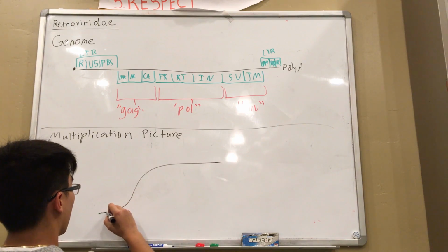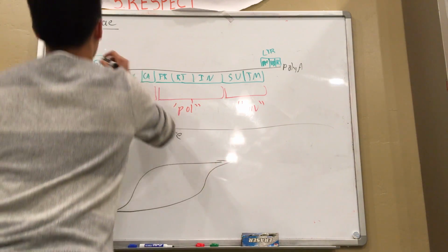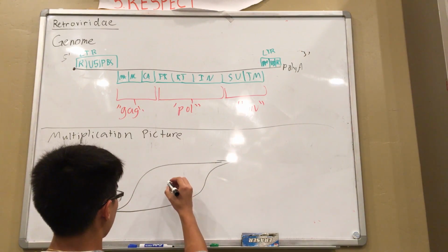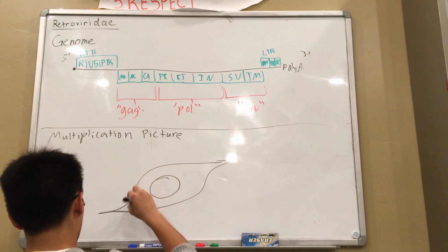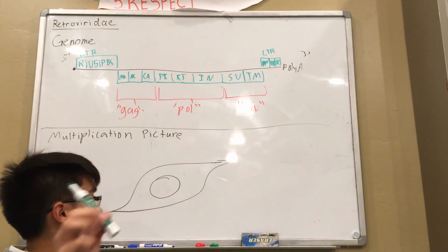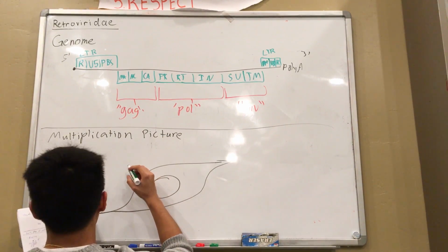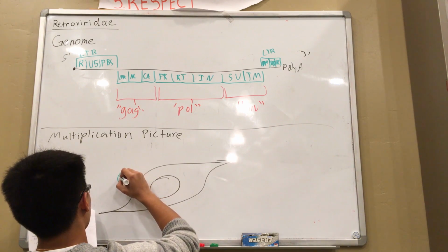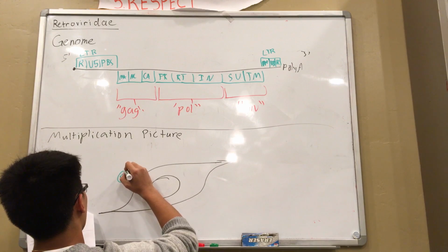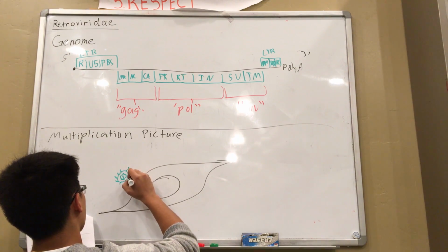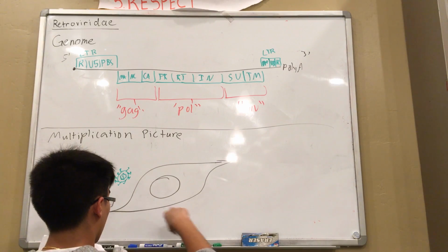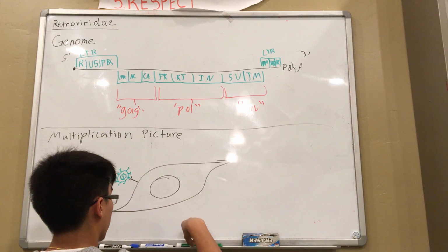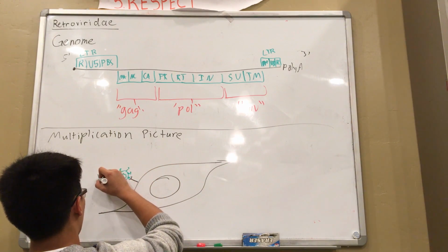So here's the cell. Here's a cell, here's its nucleus. And then you have the virus. Look at me, I'm a virus. Here's its genome, its little proteins and everything. It's going to bind to this LDL receptor, and then it's going to undergo fusion.